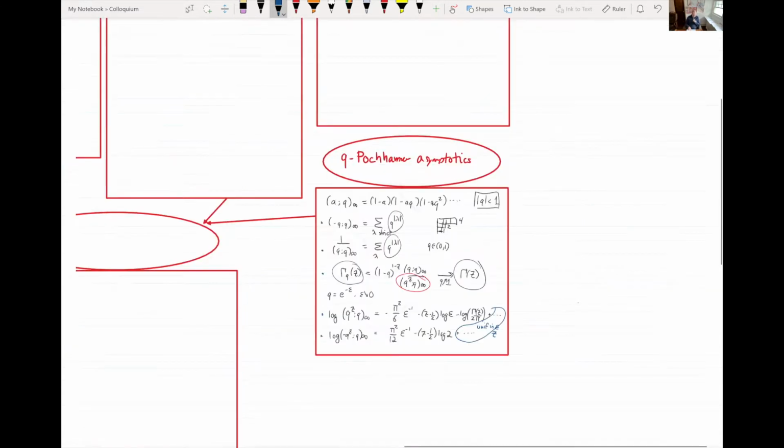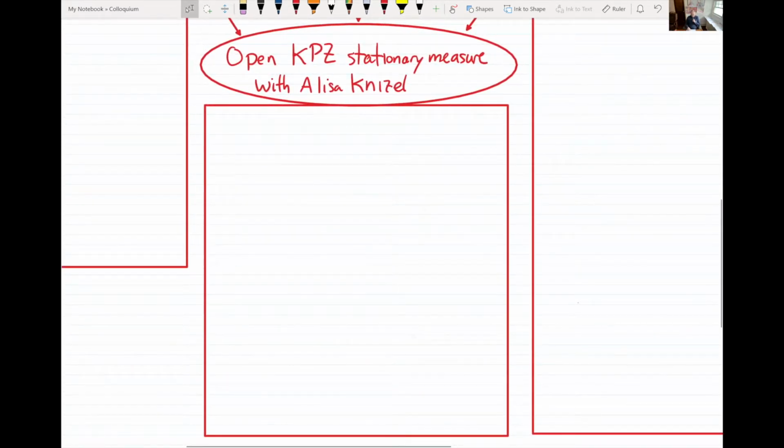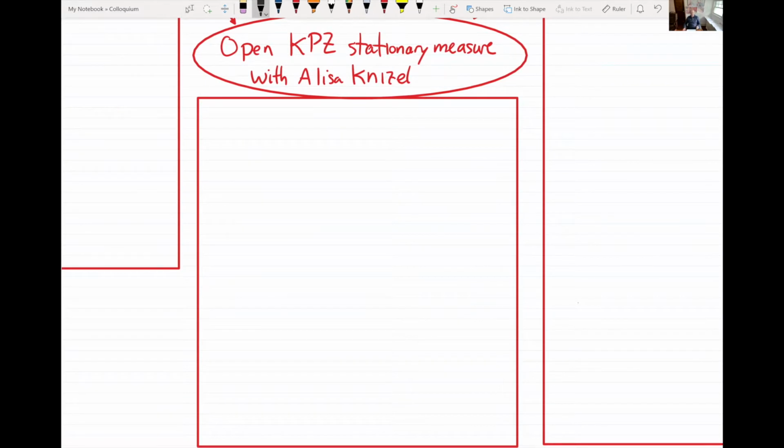Okay, so with this in mind, let me move back to the main subject, which is the open KPZ equation, and in particular, its stationary measure. So I'm going to consider a time parameter t bigger than or equal to 0, space parameter x in 0, 1, and I'm going to look at something I'll call a height function, which will be indexed by time and space, and it will take values in R. Now this h is going to be the solution to a stochastic partial differential equation, which I'll talk about. I'll write it down first.